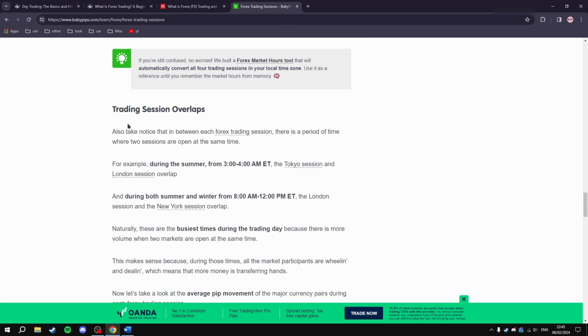Trading session overlaps. Also take notice that in between each Forex trading session there is a period of time where 2 sessions are open at the same time. For example, during the summer from 3 to 4 AM ET, the Tokyo session and London session overlap, and during both summer and winter from 8 AM to 12 PM ET, the London session and New York session overlap. Naturally, these are the busiest times during the trading day because there is more volume when 2 markets are open at the same time.